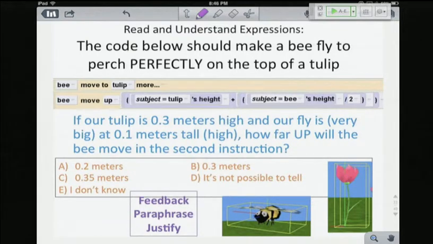So let me give you a brief idea here about what I mean by perfectly. We want to make this bee fly and perch perfectly on the top of a tulip. That means his little feet are just right on the top of the tip of the tulip. That's what we're looking for. This will be the code that will do it.